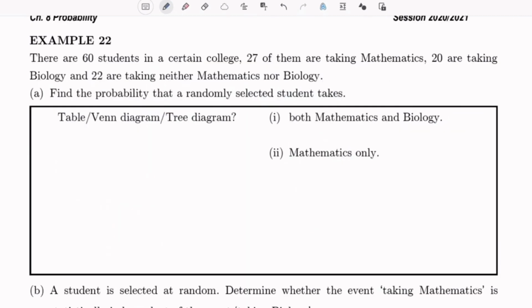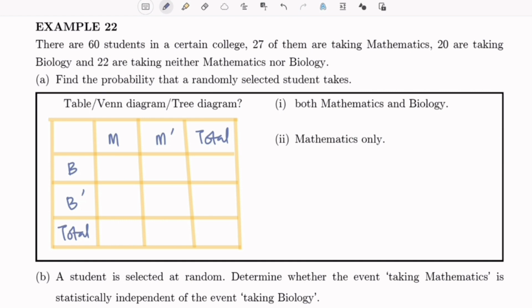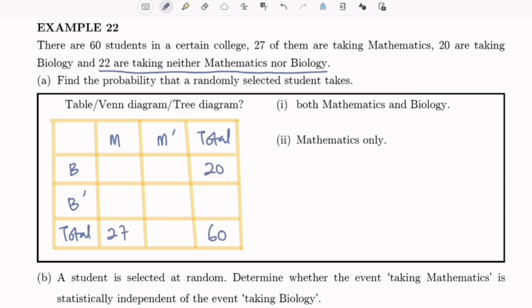Example 22. There are 60 students in a certain college. 27 of them are taking mathematics, 20 are taking biology, and 22 are taking neither maths nor biology. So I'm going to draw a table for this question. M is for the students who are taking math, and B is for biology. We have total of 60 students. Out of this 60 students, we have 27 who are taking math, and then 20 are taking biology, 22 are taking neither math nor biology.